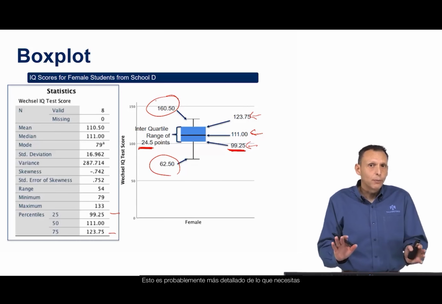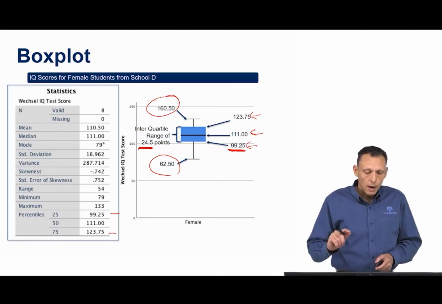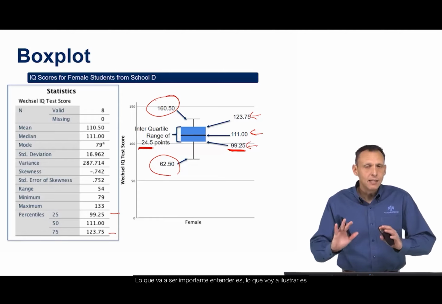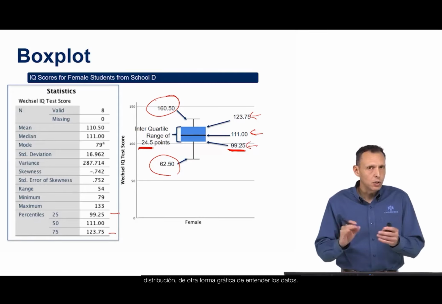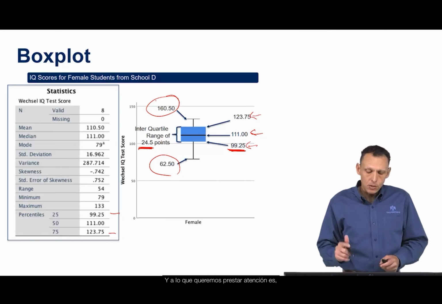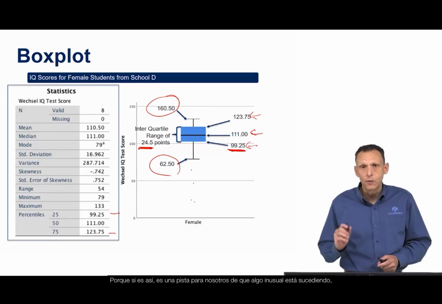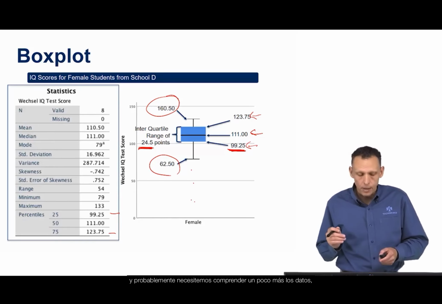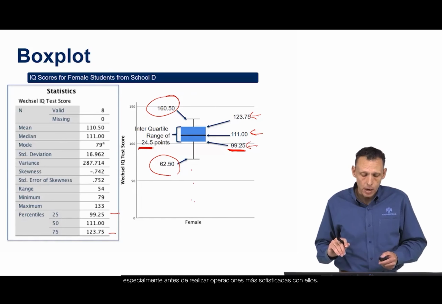This is probably more detailed than you need to understand most box plots. What's important to understand, and what I'm going to illustrate, is that seeing the data this way is very similar to looking at it as a distribution, another graphical way of understanding the data. What we want to pay attention to is whether there are any points that extend beyond that range. Because if there are, that's a clue to us that something unusual is happening, and we probably need to understand the data a little bit more, especially before we do more sophisticated operations on it.